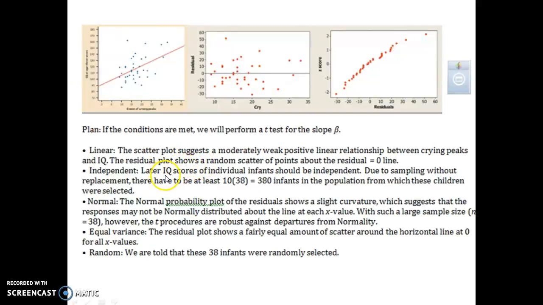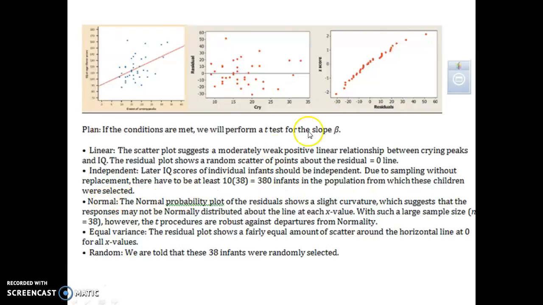Independent, because we did sample, we need to make sure that we meet the 10% condition, or 10% rule, which is that the population is at least 10 times the size of the sample, which we're saying here the population has to have at least 380 infants for this to work. And that seems reasonable as well. And it also seems reasonable to think that later IQ scores of individual infants should be independent of each other. So we can proceed with the independent condition also being met. Normal.